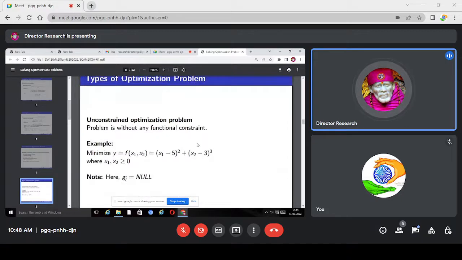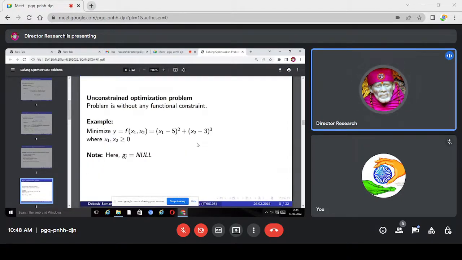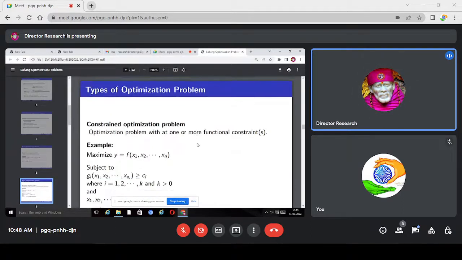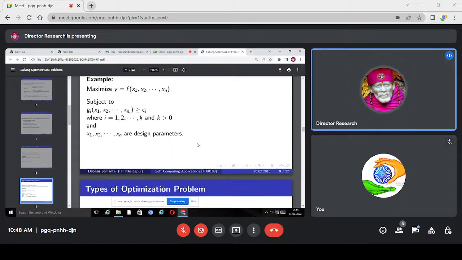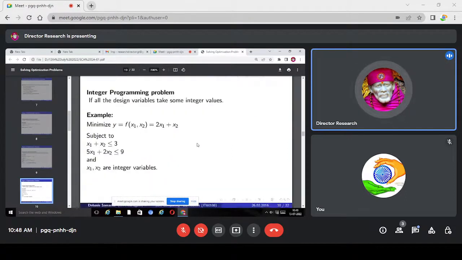Types of optimization problem. Unconstrained optimization problem: a problem without functional constraints. So minimize. Constrained optimization problem: an optimization problem with any one or more functional constraints. Types of optimization problem: integer programming problem.